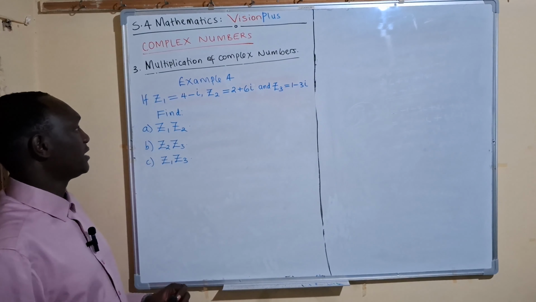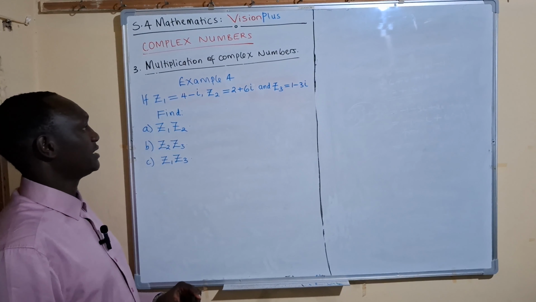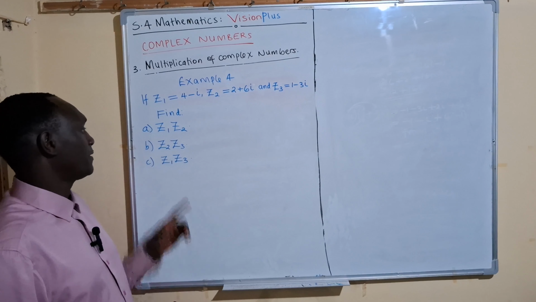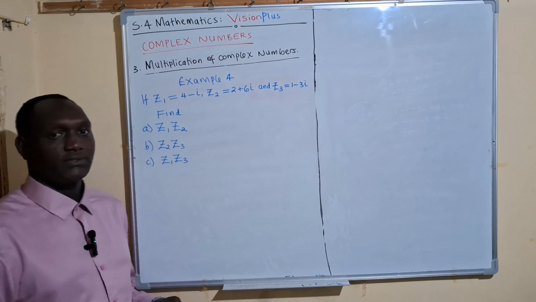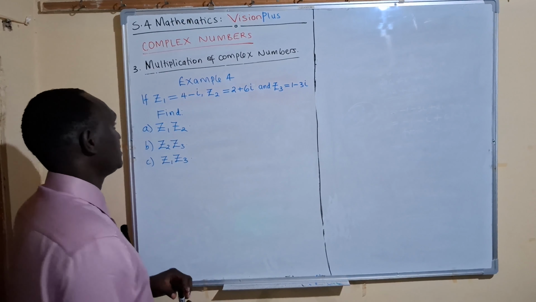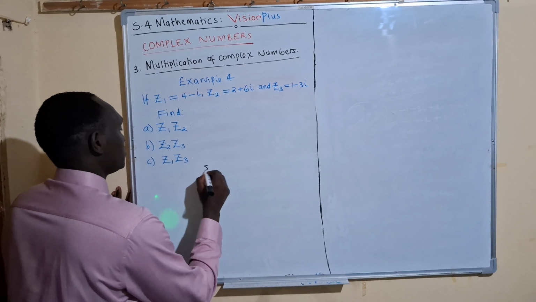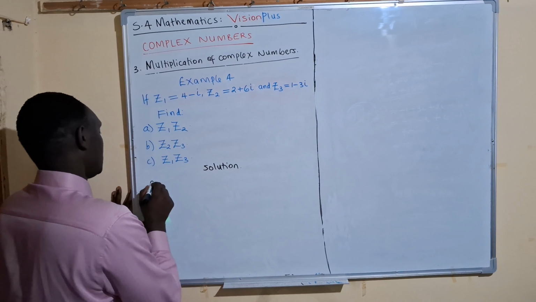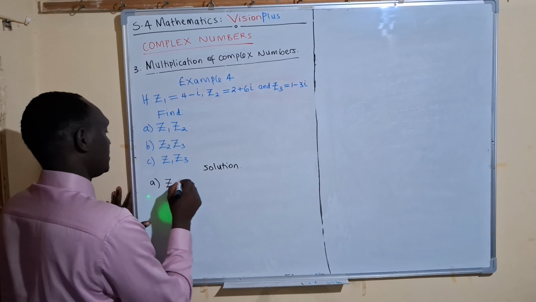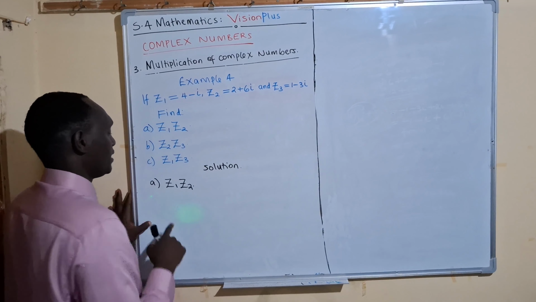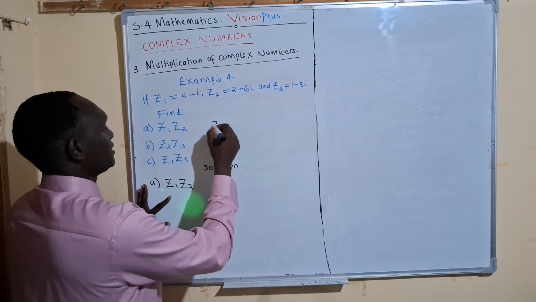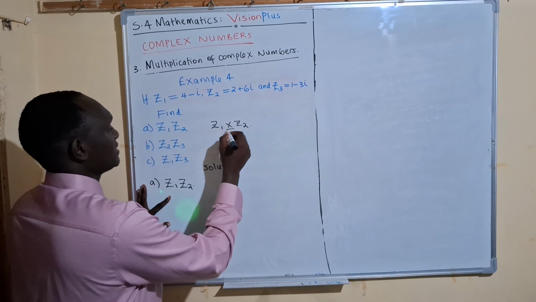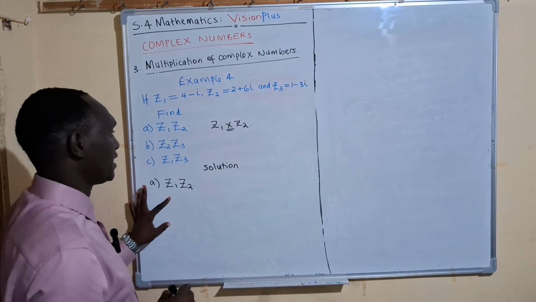Example 4 says that you are given Z1, Z2, Z3 and they're asking you to find Z1Z2. If they say Z1Z2, that means it is Z1 times Z2. So the solution to this, for part A, which says Z1Z2, is the same as Z1 times Z2. But in most cases, they don't put times in that format.